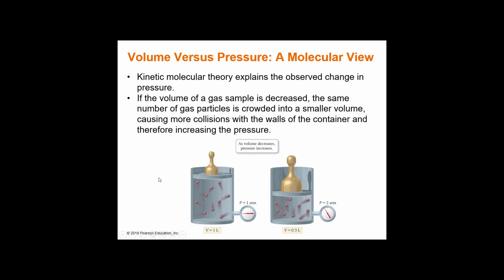This is very similar to what I showed you on the other one. Kinetic molecular theory explains the observed changes in the pressure, meaning if one variable, either pressure or volume, goes up, then the other one has to go down. If the volume is smaller, then it causes more collisions, and those collisions then increase the pressure.